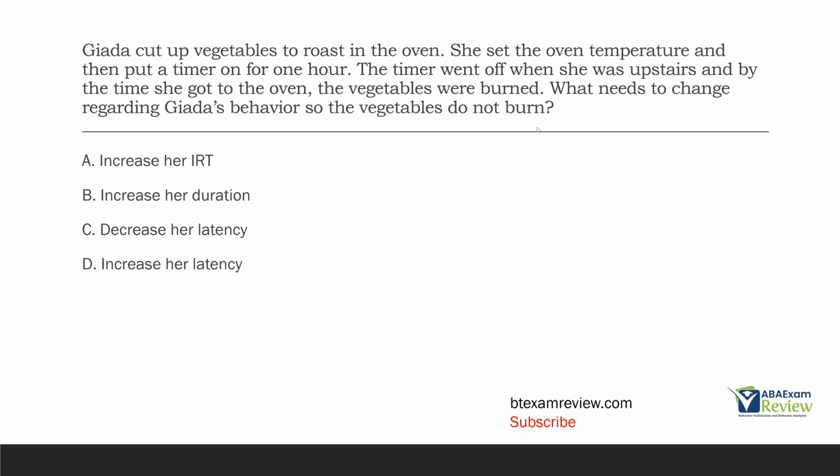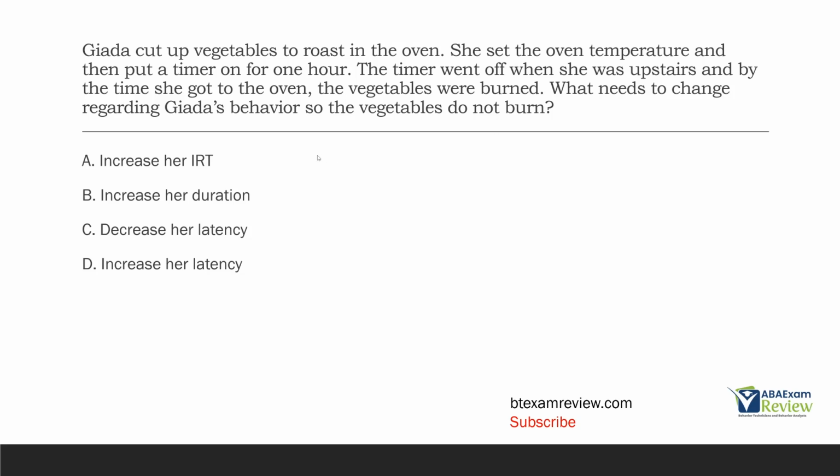All right, kind of a tricky question. There's a couple different answers you might consider here. Well, first, we're looking at Giada's behavior. Always start there, right? Giada's behavior in relation to the vegetables not burning. So we know she cut them up, set the oven temperature, put a timer on, and then went upstairs. When the timer went off, apparently it took her too long to get to the oven because the vegetables burned. So in that case, what needs to change?